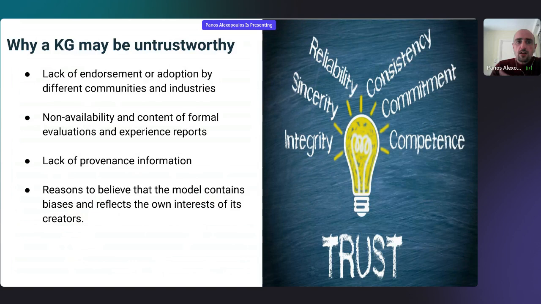So generally, a knowledge graph may be untrustworthy if it's not really adopted or endorsed by different communities and industries. If you have no information about its content, about its quality, about its evaluation and experience reports, if it doesn't have provenance, and generally if you have reasons to believe that the model contains biases and reflects the own interests of its creators.